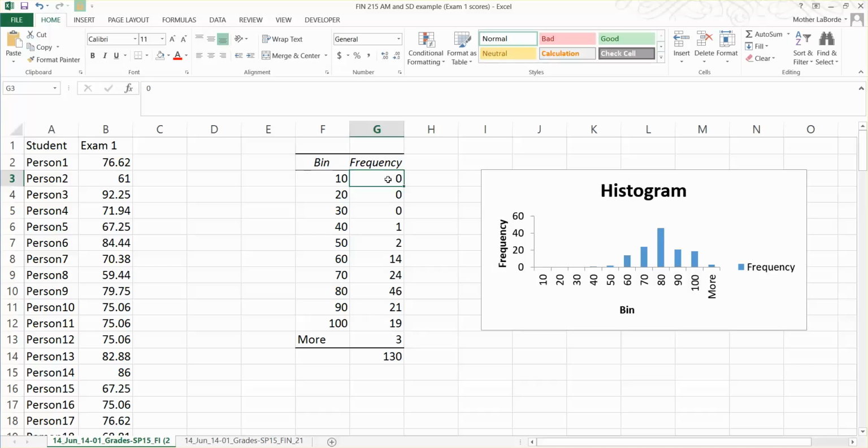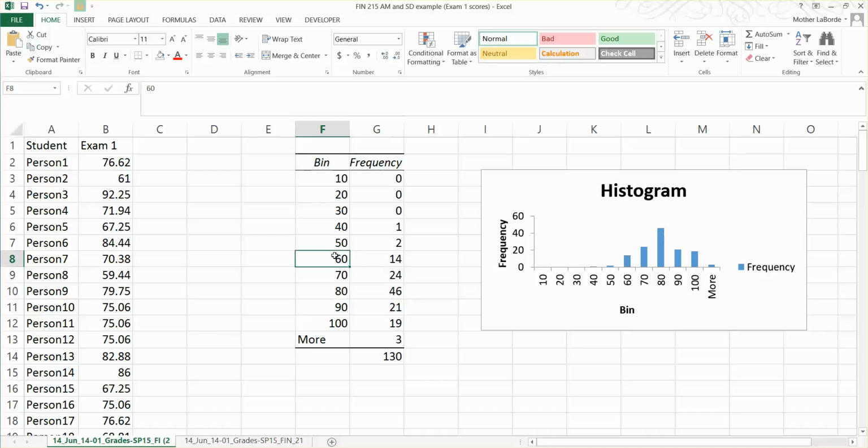So tell me the number of students who earned a score from 0 to 10%. Well, no student earned that score. How many students earned a score from 11% to 20%? Nobody. Nobody from 21 to 30%. One person earned somewhere in the range of 31 to 40%. Two people from 41 to 50%. 14 from 51 to 60%. 24 students earned from 61 to 70%, but you see the bulk of the students fell in this bin, and they earned between 70, actually over 70.